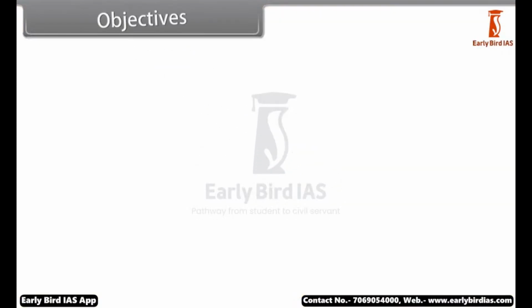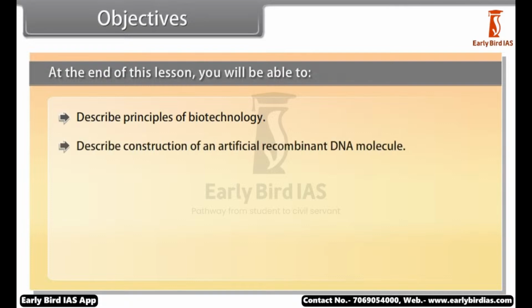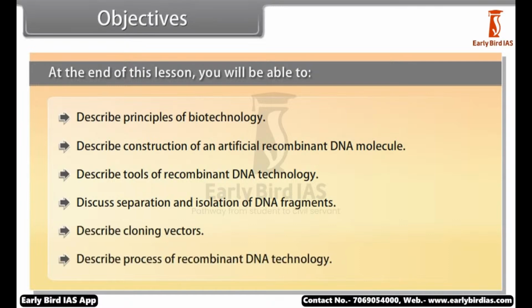Objectives. At the end of this lesson, you'll be able to describe principles of biotechnology, describe construction of an artificial recombinant DNA molecule, describe tools of recombinant DNA technology, discuss separation and isolation of DNA fragments, describe cloning vectors, and describe the process of recombinant DNA technology.